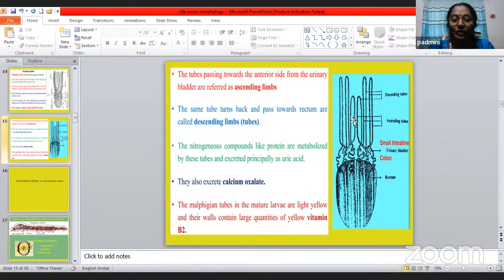And the Malpighian tubules in the mature larva are light yellow, and their walls contain large quantities of yellow vitamin B2. So what is this yellow vitamin B2? Do we have vitamin B2 in our body? Yes, we do. Why? Because it is helpful for growth factors, and for metabolism of proteins and fats, this particular vitamin B2 is needed. It also helps in reducing the oxidative stress in the system.